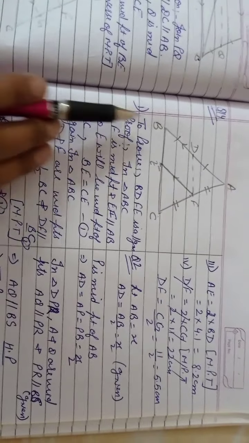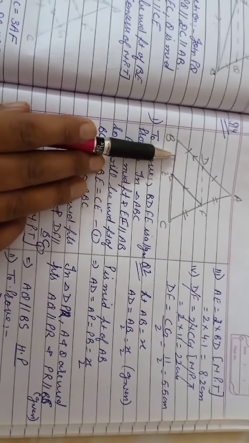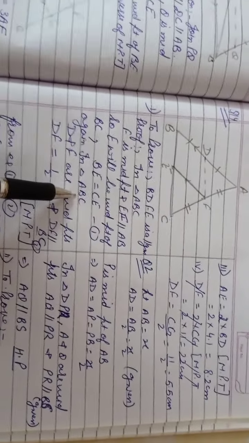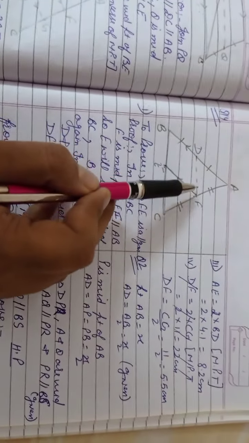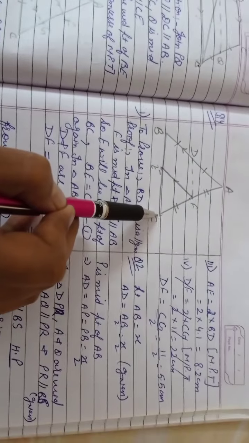Then after we can say BE is equal to EC, because if E is midpoint that means this half is equal to this half. Fine. Now take the triangle ABC again, in which D and F are midpoints. Fine. So DF will be half of BC.